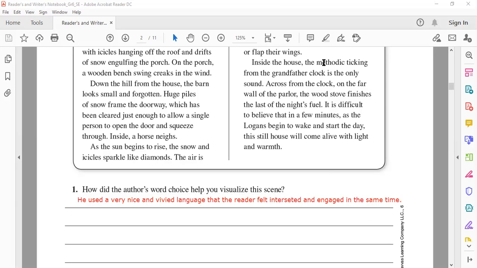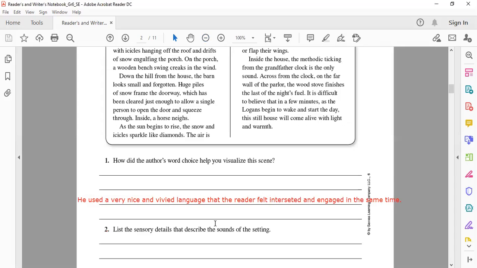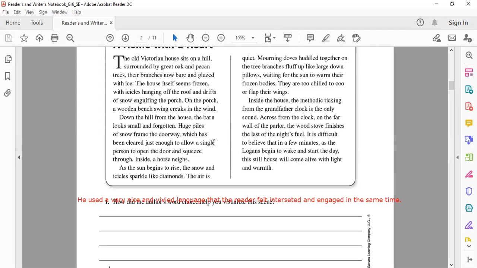Malak, go for the second question, please. List the sensory details that describe the sounds of the setting. Now, go back to the passage that we have and try to grab for me some of the sentences or the words that describe the sound of things. Give me from the passage.